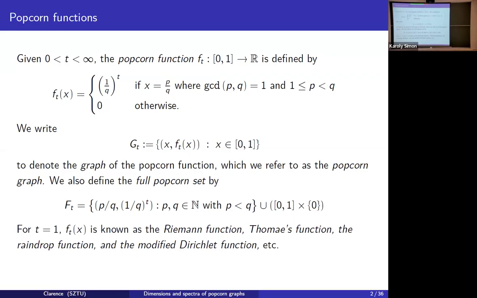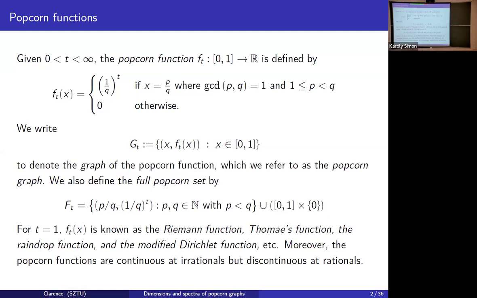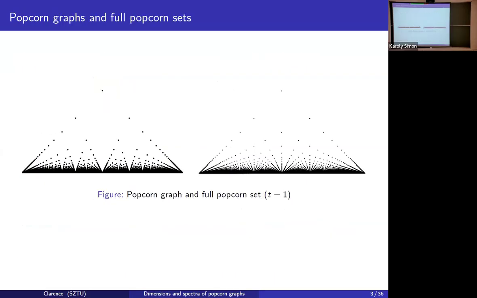For t equals 1, the function is also known as the Riemann function, or Thomae function. It is also known to have some properties: the popcorn functions are continuous at irrationals, but not continuous at rationals. I would like to share some figures of the popcorn functions. The first pair is the original popcorn function and the full popcorn set I mentioned before.